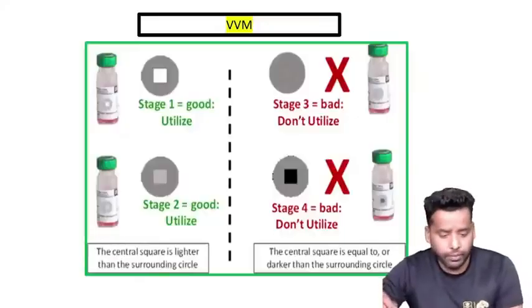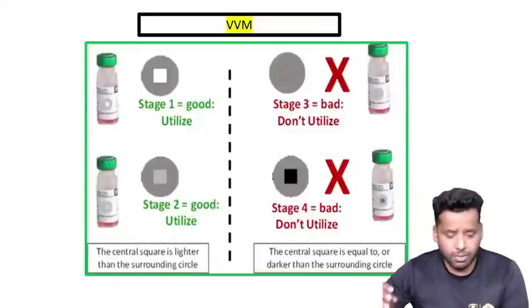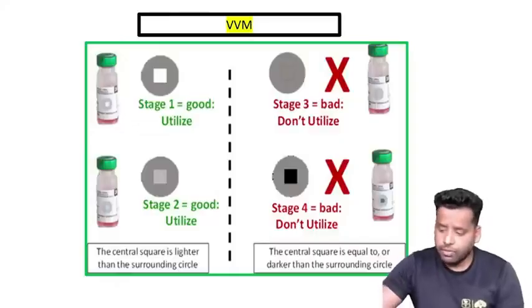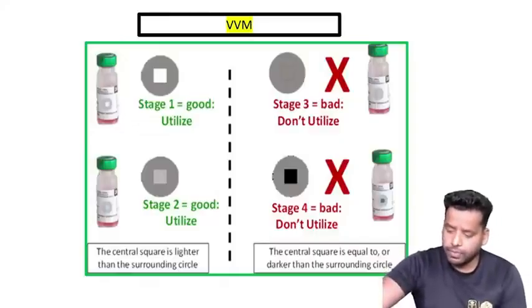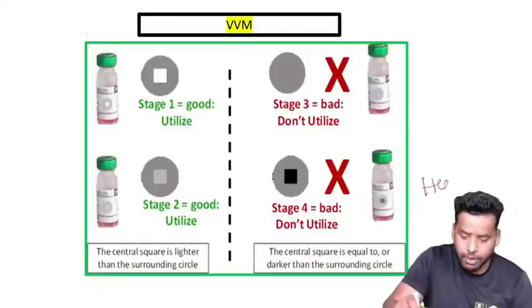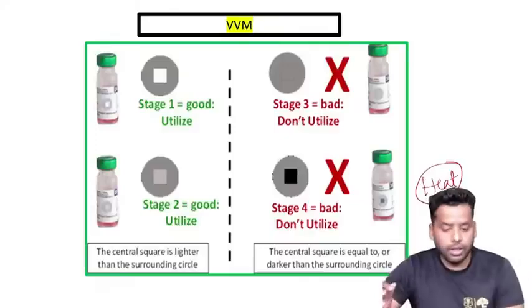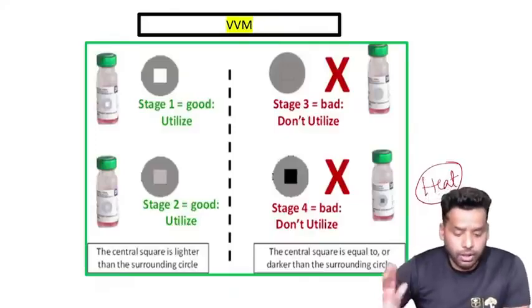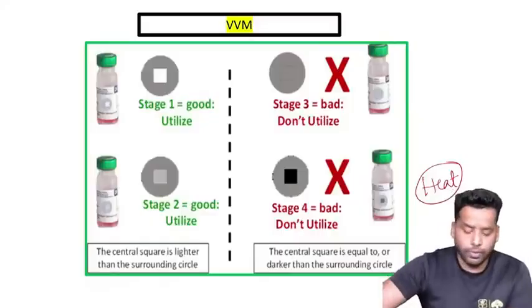Vaccine vial monitor. You can see the image there. Easiest question in the exam. Don't make a mistake. The vaccine vial monitor will help in indicating heat exposure. Always keep that in mind. So how many stages are there? Stage 1, 2, 3, 4.